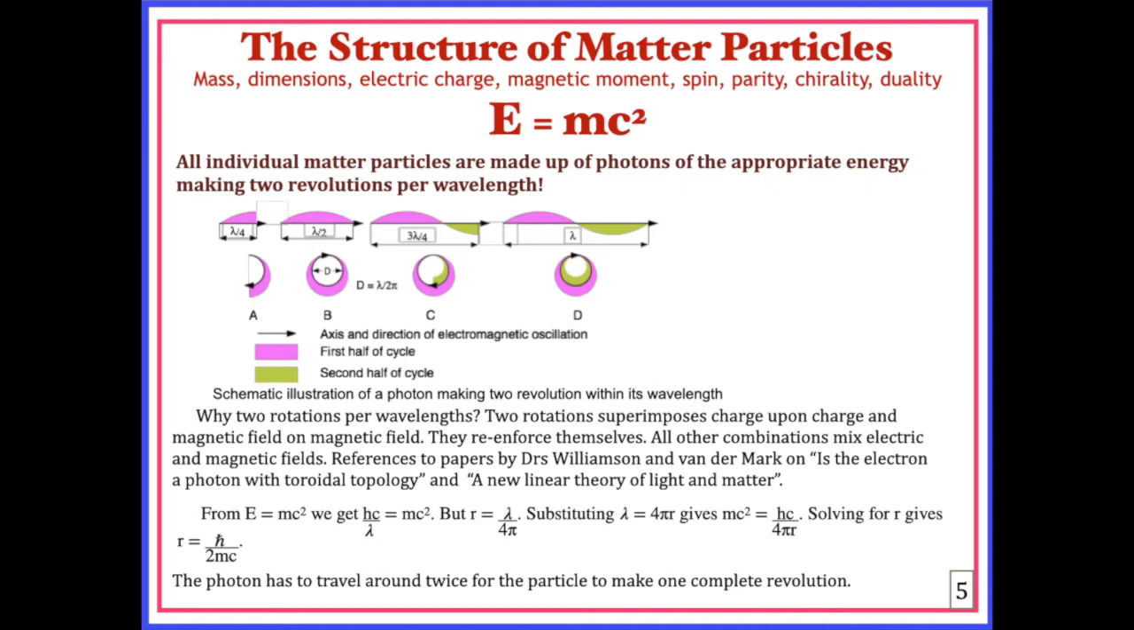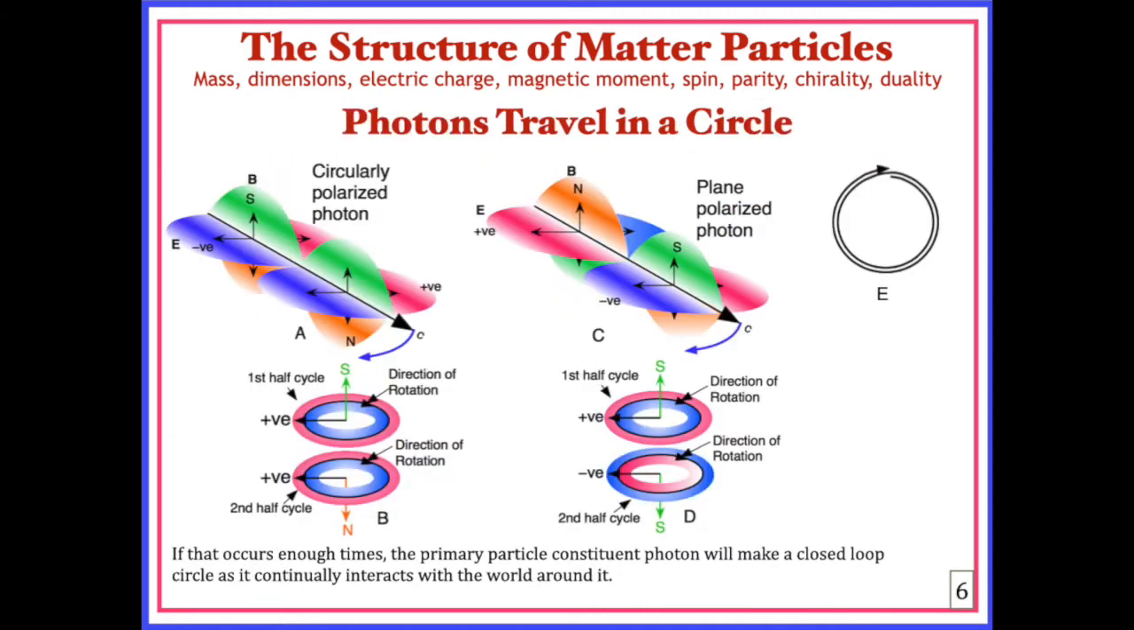The photon has to make 2 revolutions for the particle to go around once, which means for the particle to exist. Now, that was the briefest presentation of a photon making 2 revolutions per wavelength. A little more detail is required.